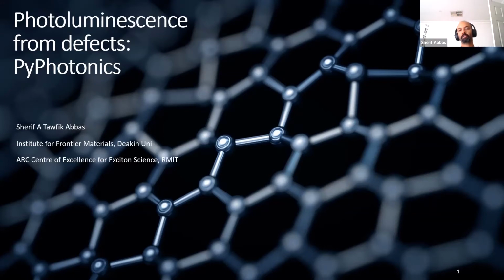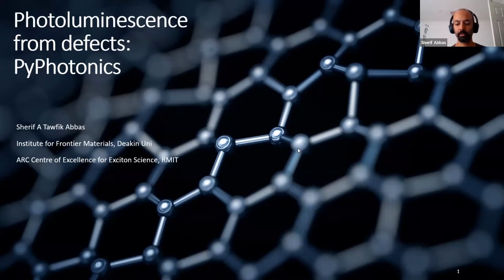So this tutorial is about explaining how to use the PyPhotonics code in order to calculate certain quantities that are based on VASP calculations. So first you do VASP calculations for your material, and then VASP is going to give you some outputs. PyPhotonics helps you process this output and compute some quantities that are very relevant to photonics.